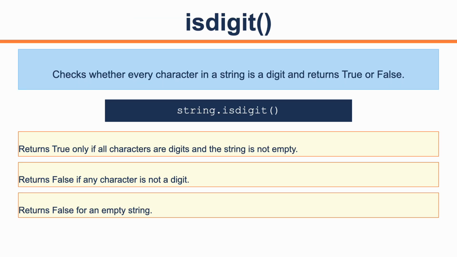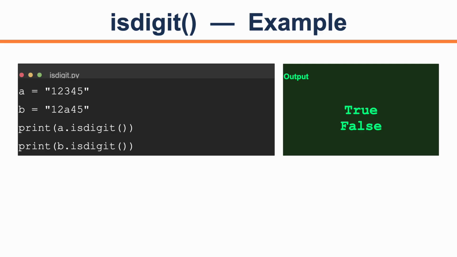The isDigit method checks whether every character in a string is a digit. It returns true if all characters are digits and the string is not empty. Otherwise, it returns false. Here we check two strings using the isDigit method. The first string contains only digit characters, so calling isDigit returns true. The second string contains a letter mixed in, so it returns false instead.